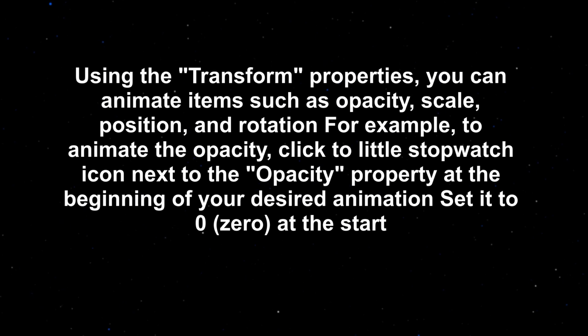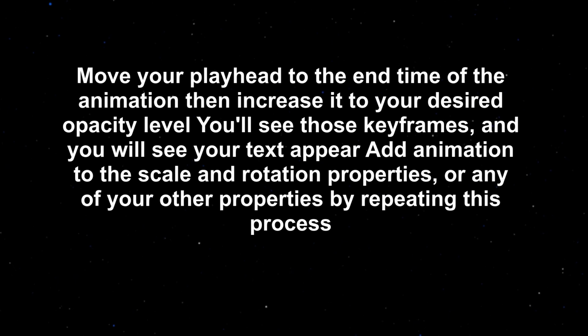For example, to animate the opacity, click the little stopwatch icon next to the opacity property at the beginning of your desired animation. Set it to 0 at the start. Move your playhead to the end time of the animation, then increase it to your desired opacity level. You'll see those keyframes, and you will see your text appear. Add animation to the scale and rotation properties, or any of your other properties.